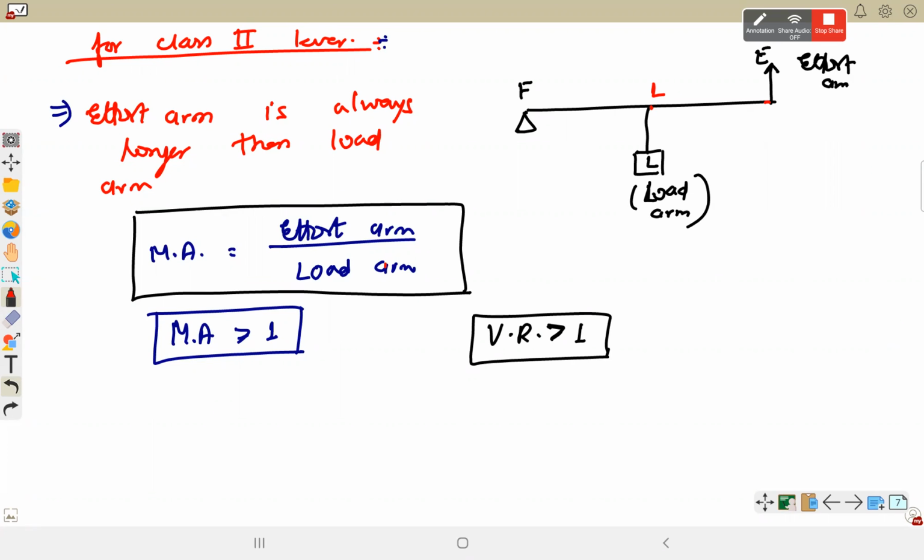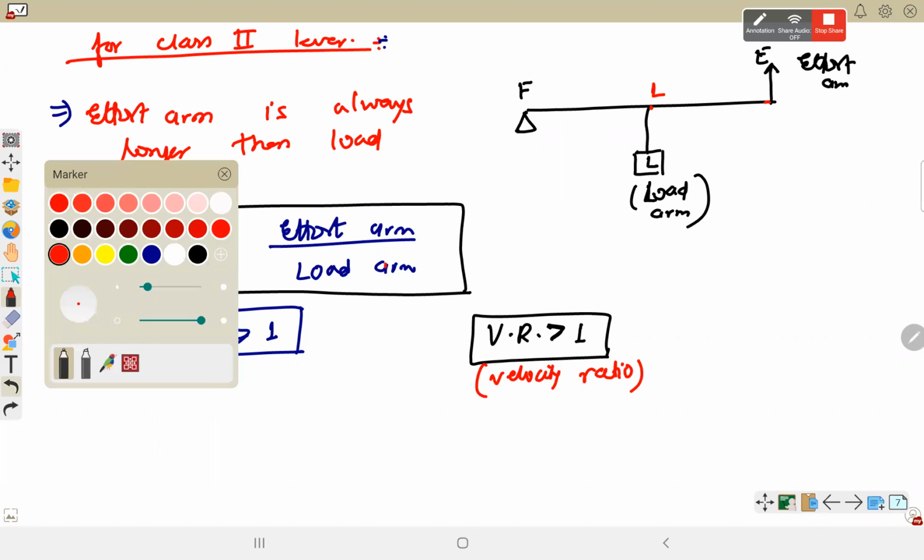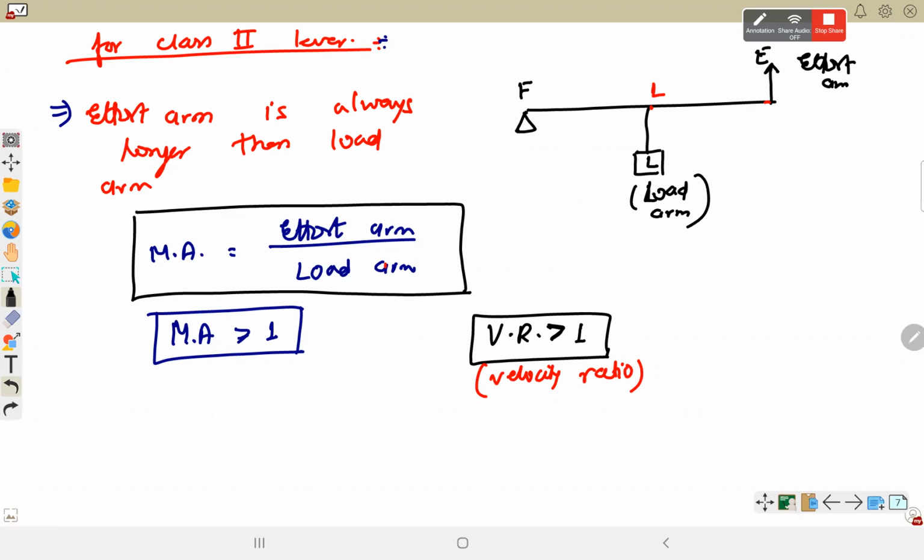Class 2 lever, mechanical advantage is effort arm over load arm. Effort arm is always greater, so mechanical advantage is always going to be greater than 1. Velocity ratio is also going to be greater than 1. Velocity ratio का तो ये फॉर्मूला ही था, displacement of effort divided by displacement of load. Displacement of effort can be maximum equal to the effort arm. This is the velocity ratio, right?